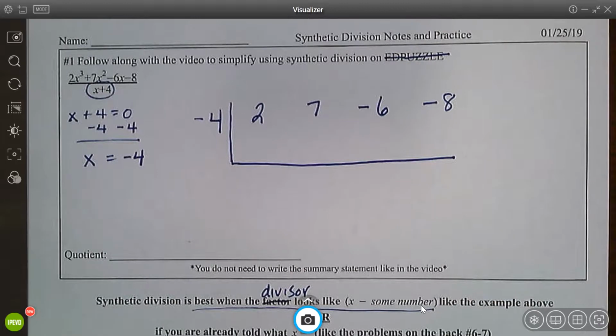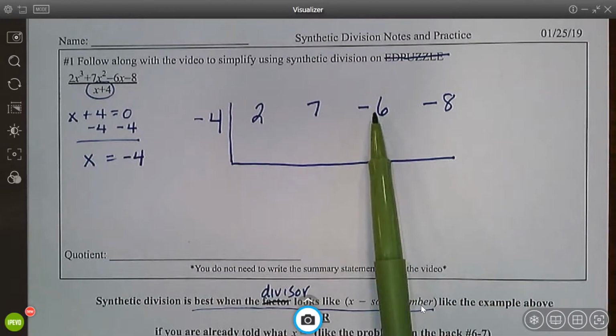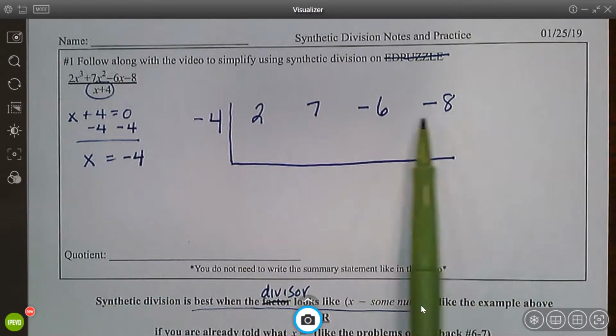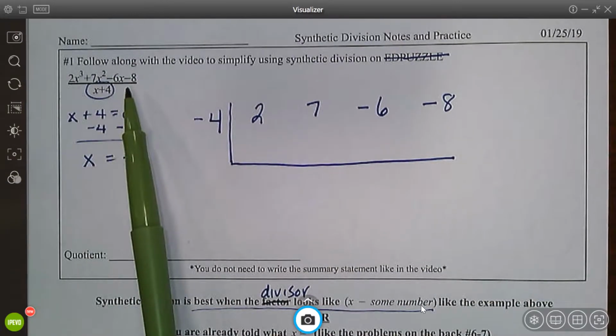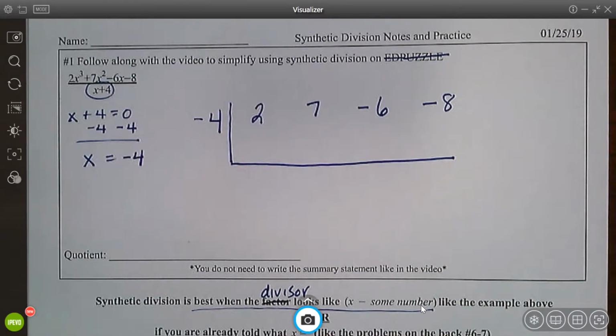So the first thing you're going to do, again, we wrote those coefficients in order. We made sure there was one for each of these. If there was a missing term, we'd put a 0. All right, so here's the thing about synthetic. All you're doing operation-wise is multiplying and adding. I know that sounds weird because it's a division problem, but that's how synthetic works.